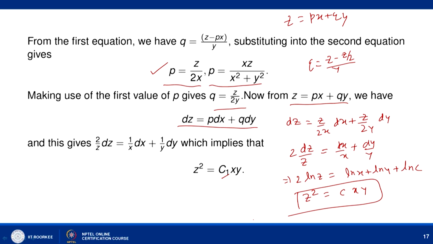So, once we have taken one value of p, you have another value for q, which we can obtain using the equation as well as this value, and we have a common solution z square equal to c xy.